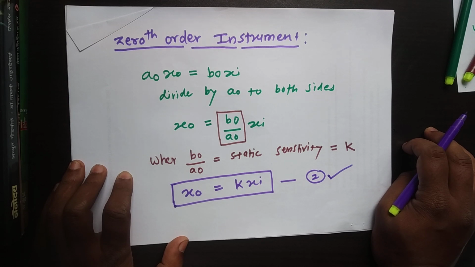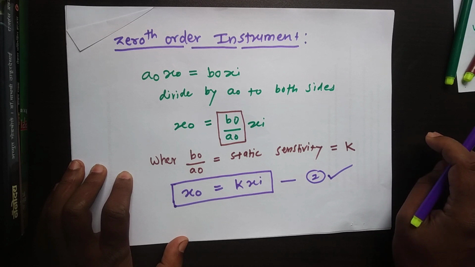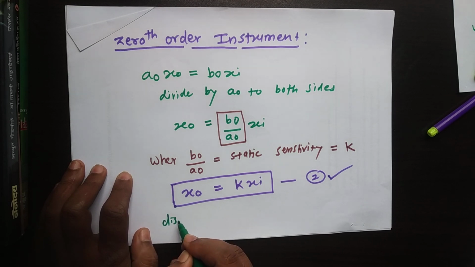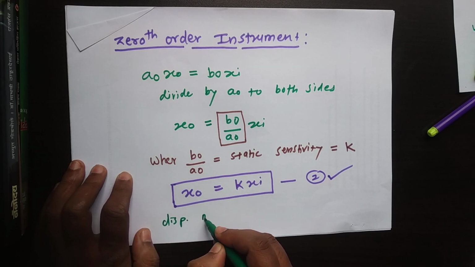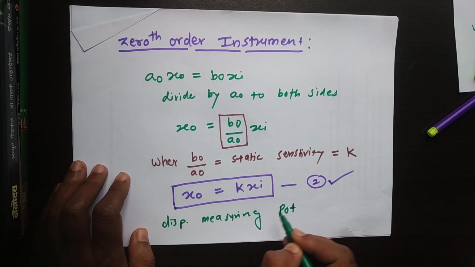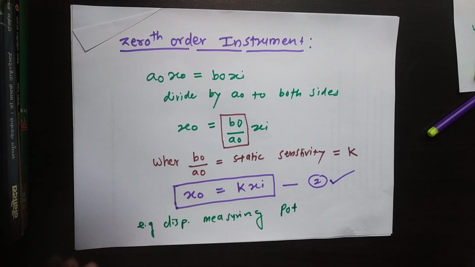So your output changes proportionally as you change the input, or in other words, if you change the input, your output changes proportionally. And how does it change? It changes based on your K, based on the static sensitivity. Okay, and one of the examples of this zeroth order instrument is the displacement measuring pot.